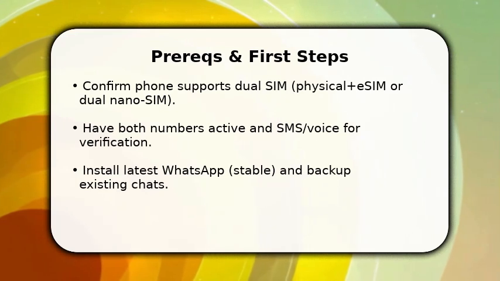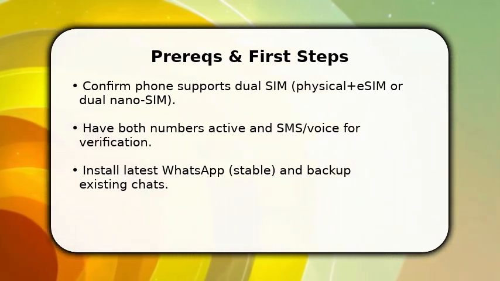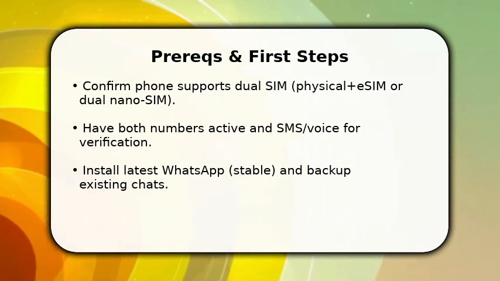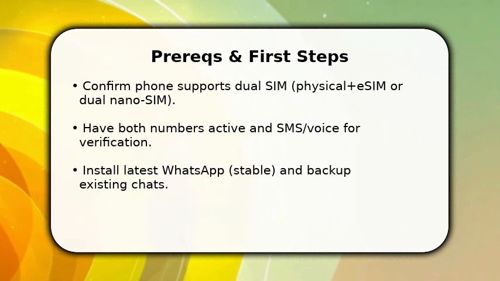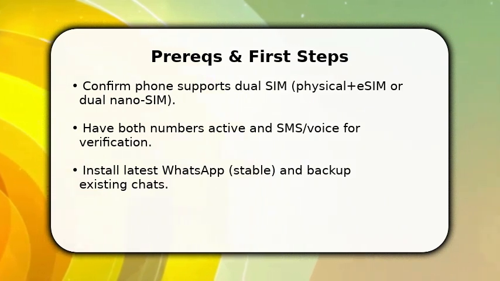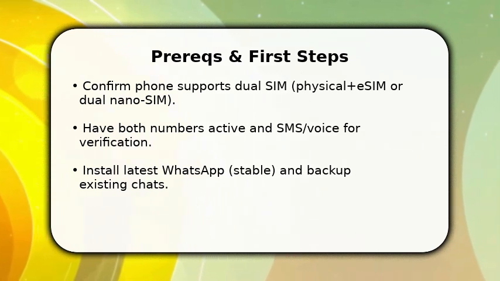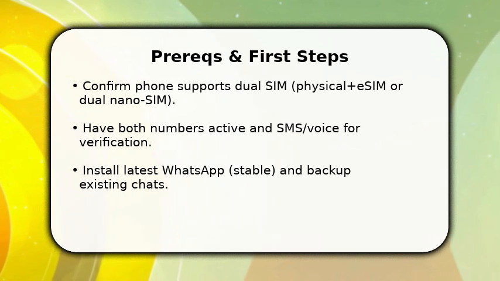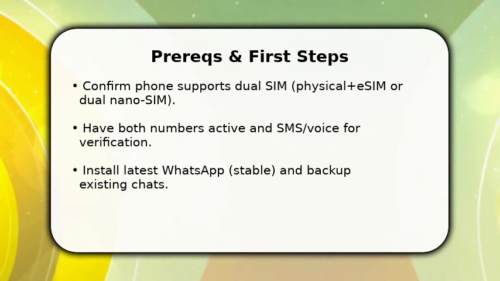You start by confirming your phone and carriers support dual SIM because WhatsApp links to a single verified number per account. Once done, make sure both numbers can receive SMS or calls for verification. That's essential. Next, back up your current WhatsApp chats to cloud or local storage so nothing is lost. Now open WhatsApp and go to Settings to prepare for adding or switching accounts.